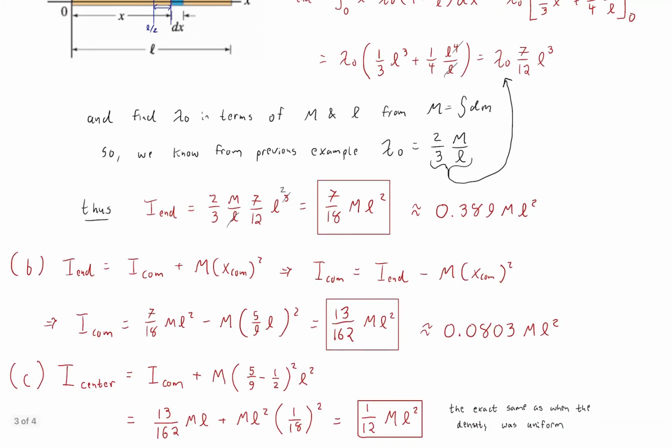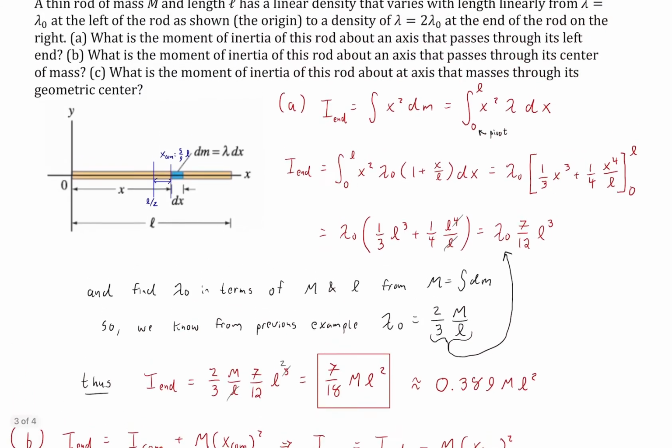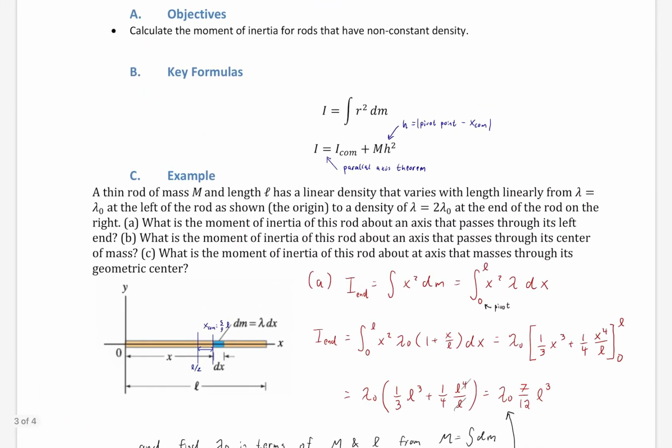So you can show for any linearly changing density that about its geometric center, not its center of mass, it will always be 1/12. Which is a great way to check your work. All right, so that's it. Again, not a lot of new calculus ideas, just putting into practice differential substitutions and some integration of polynomials.